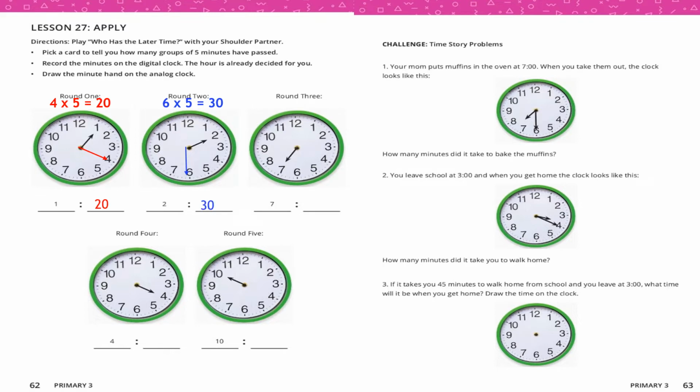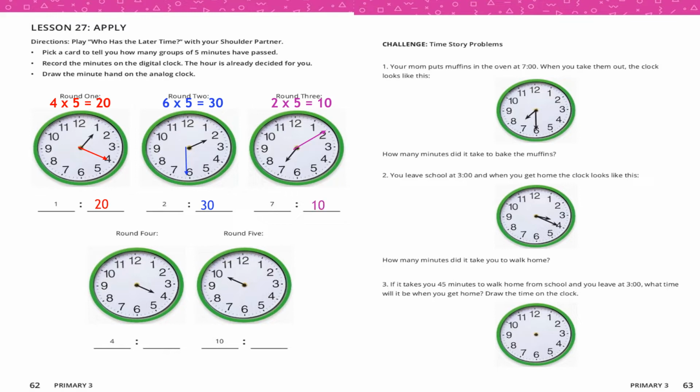2:30. In number 3 here, we have the shorthand for 7. We will write 7 in hours. And the long hand is referring to 2. So 2 groups of 5. 2 times 5 equals 10. We will write 10. So it's 7:10.